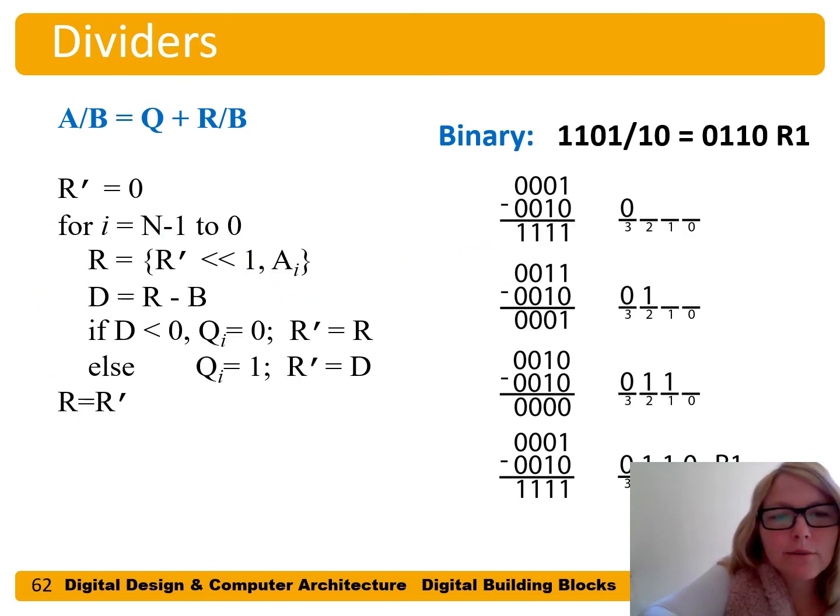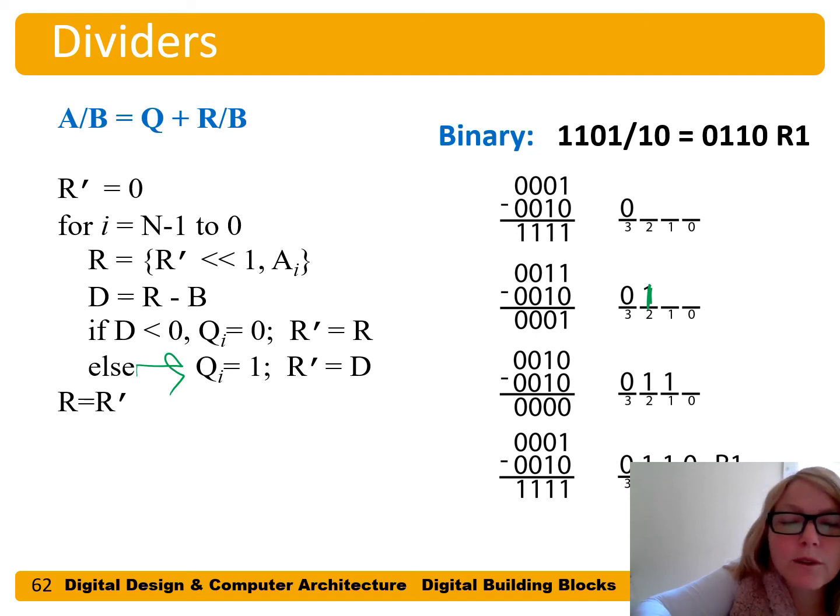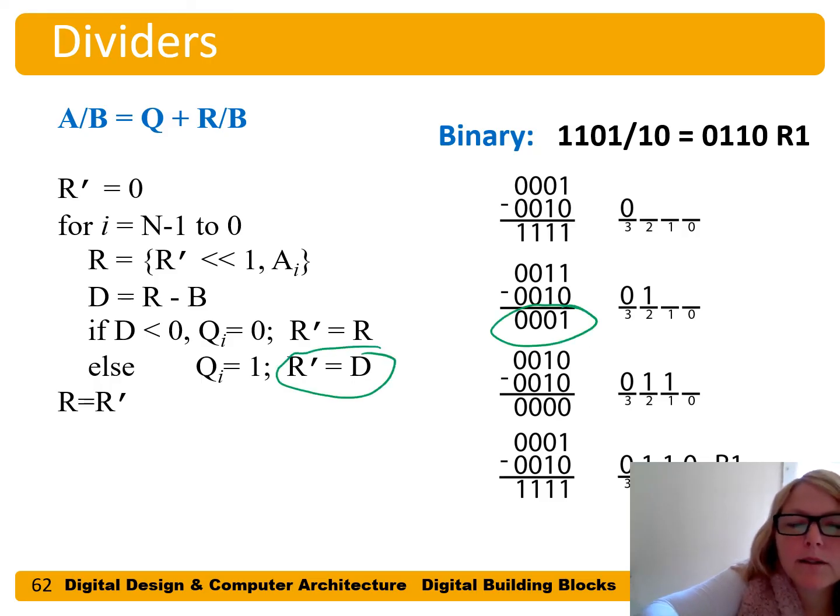Now we perform that difference again, r minus b. Does b fit into that value? In fact, it does this time. Is the difference less than 0? No, that's not the case. In this case, it's greater than or equal to 0, so now we make our quotient sub i, q sub 2 in this case, equal to 1. And now, instead of passing r forward, we pass the difference forward, which is our 0, 0, 0, 1, into our r prime, or remainder prime.